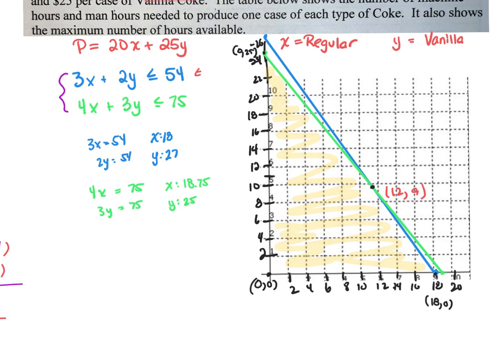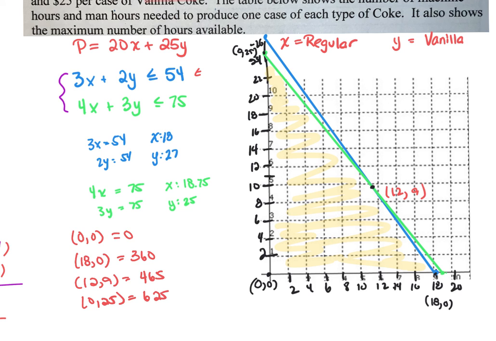All right. And so at this point, I'm going to move them out the way. I am going to test. Obviously, 0, 0 is not going to give me a profit, right? 18, 0. That's going to give me what? Well, 20 times 18 and 25 times 0. So that's going to be what? 360. All right. And then I have 12, 9, which gives me, I think, 465. That's what they've told me. And then 0, 25 gives me 625.